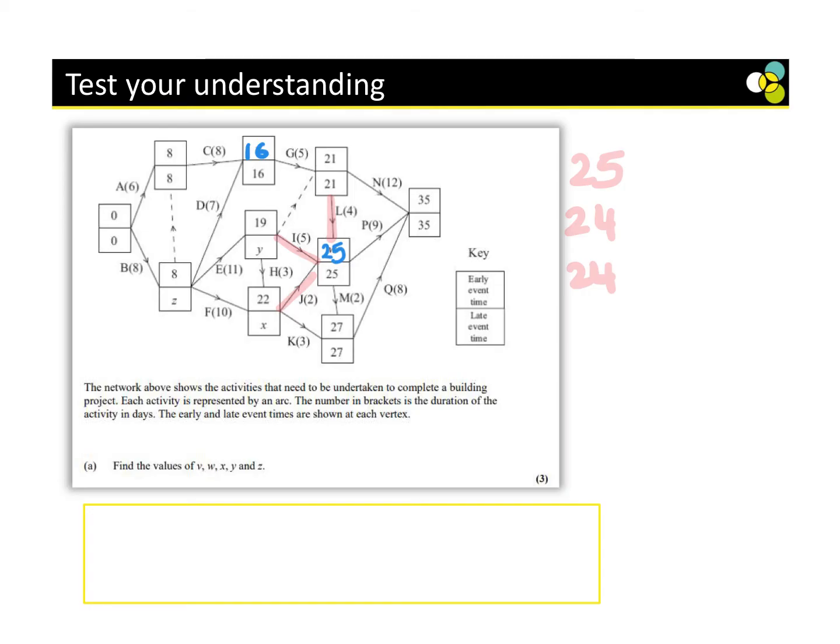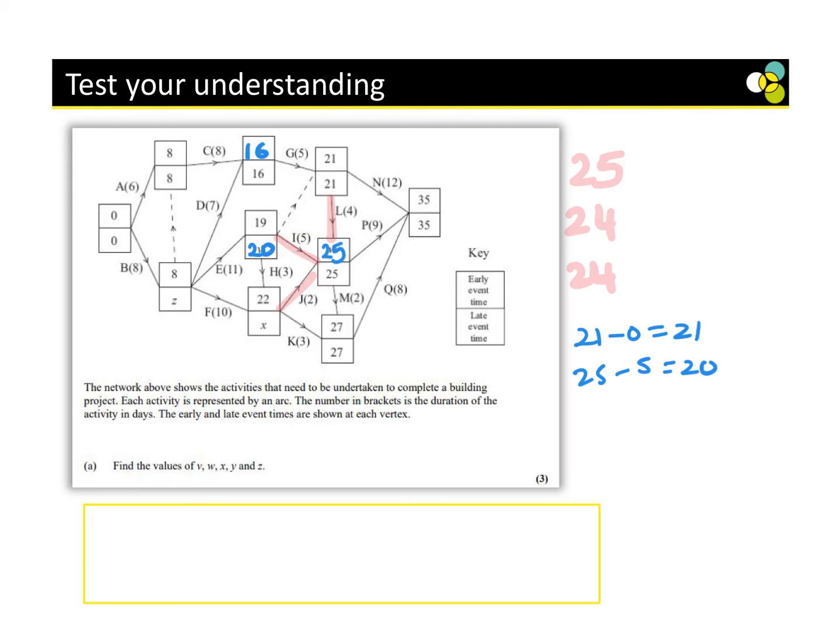Okay, the only way to get into here is 21 minus 0, which is 21. Or we could do 25 minus 5, which is 20. Now, which one are we going to choose? We're going to choose the lowest one of 20.